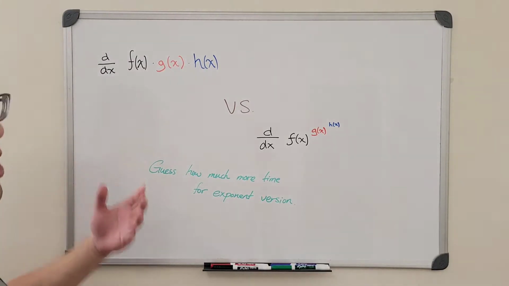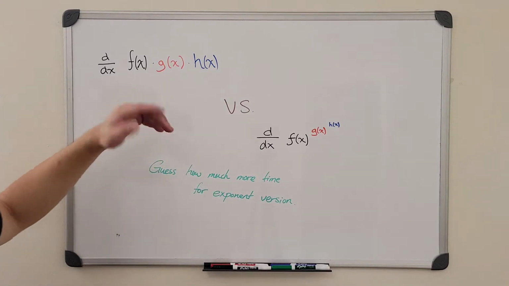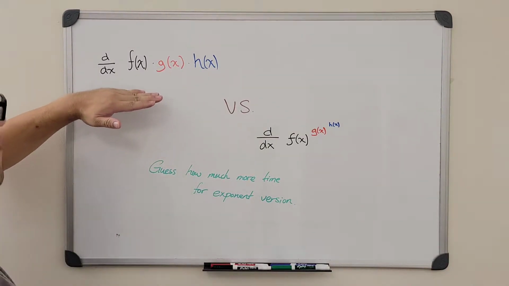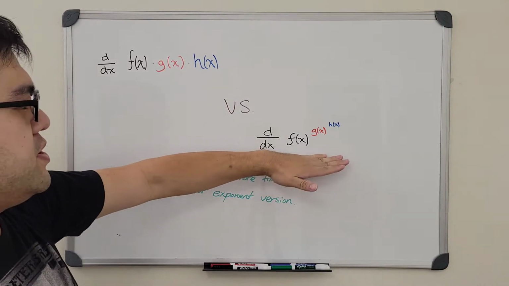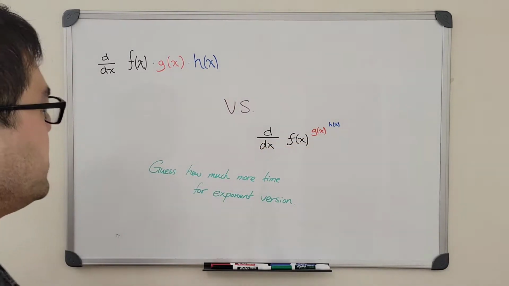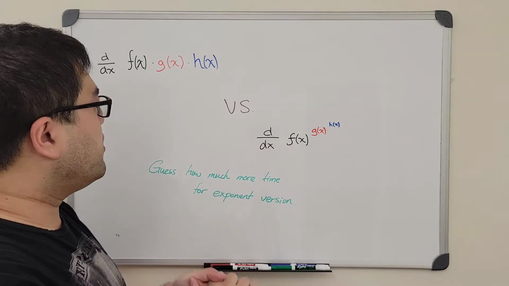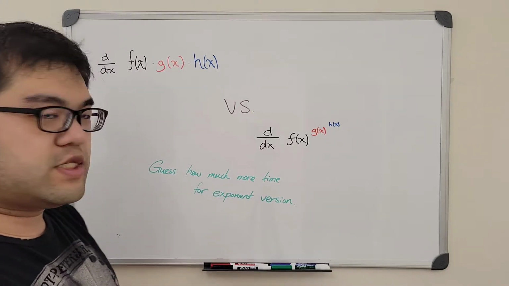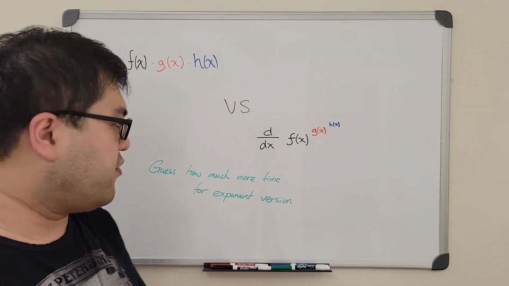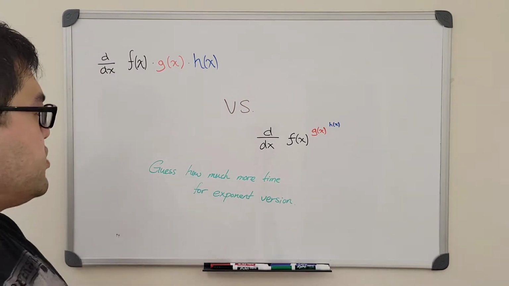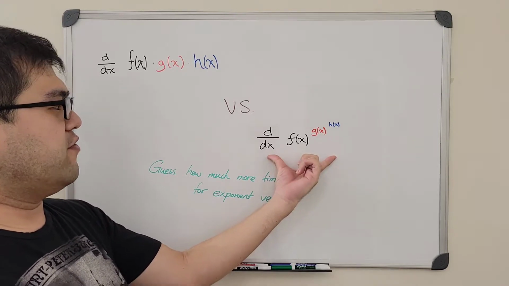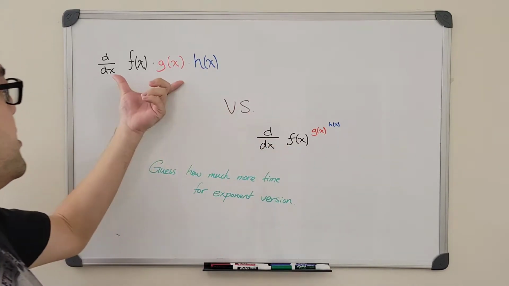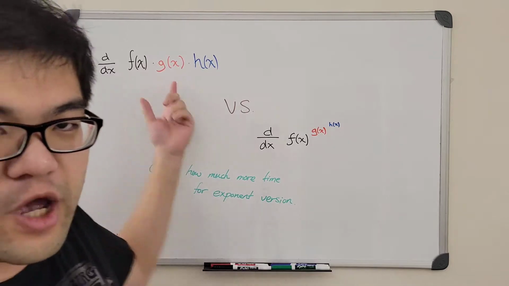Today we're going to play around with that idea, and we're trying to compare the first derivative of the product of three functions versus the exponent of three functions. Before we move on and start the calculations, let's pause the video for a bit and give it a try by yourself. Also, let's take a guess how much more time I need to spend to figure out the final form of the exponent version versus the product version. Are you ready for it?